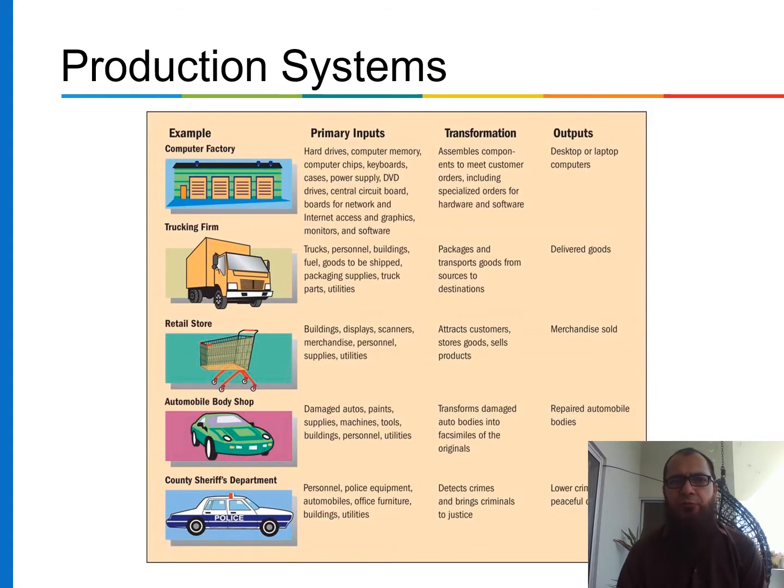Production system. Every organization has its own inputs, transformation process, and outputs. The raw material and the assembly process differ greatly based on the output the business produces.